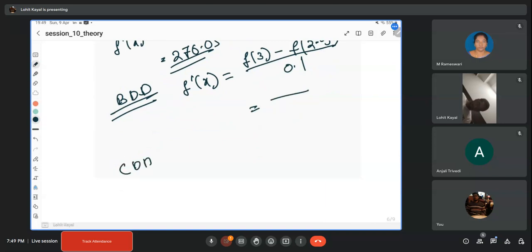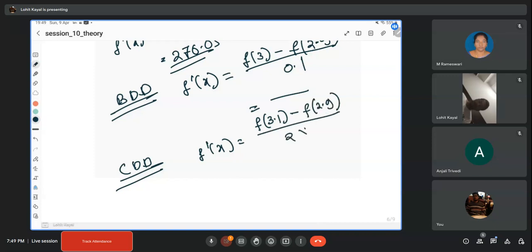Now let's check the CDD. So here f prime of x will be f of 3.1 minus f of 2.9 by 2 into 0.1. So what will be the value? So it will be e to the power 1.5 into 2.9.